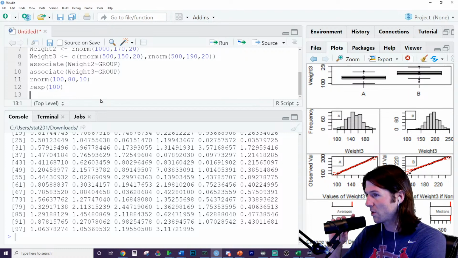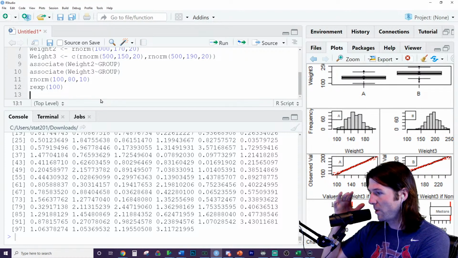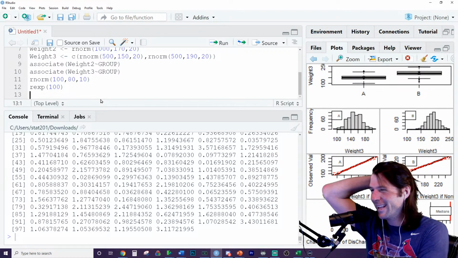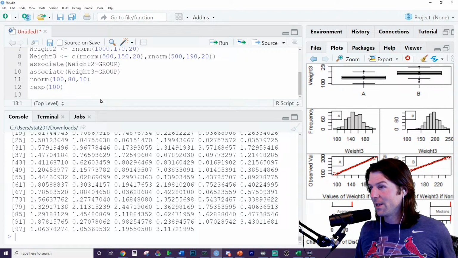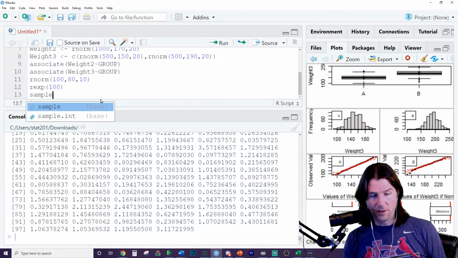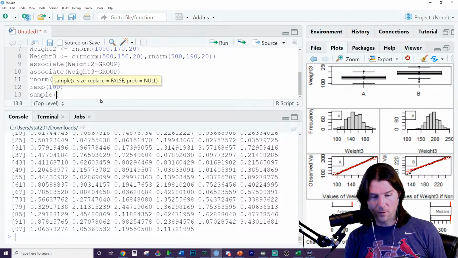Does that make more sense looking at this output and understanding what the p-values are? Yeah, not necessary for the assignment. It's a good thing. Generating random numbers is good. You can also generate random numbers if you want to flip a coin. Well, flipping a coin, you can just say sample heads and tails.